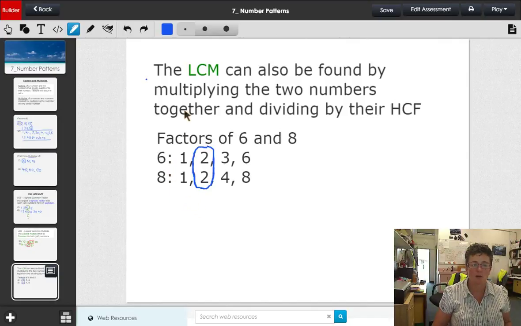So what we need to do is multiply the two numbers together. So if we're looking at 6 and 8, we go 6 times 8 equals 48. And so 48 is also a multiple of 6 and 8, but is it the lowest? No, it's not the lowest because they have a common factor. So we divide that by the common factor, divide that by 2, and we get 24.